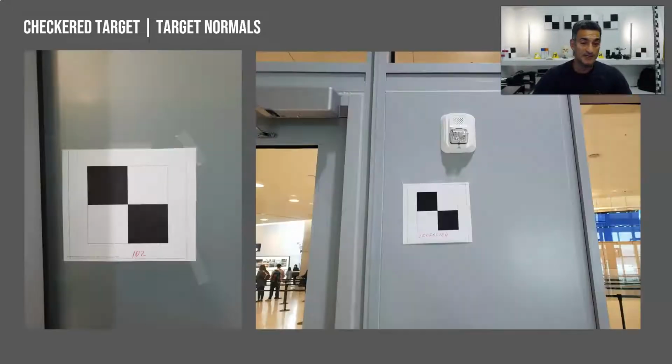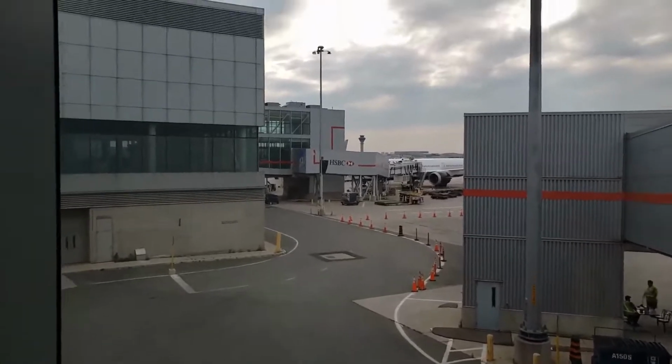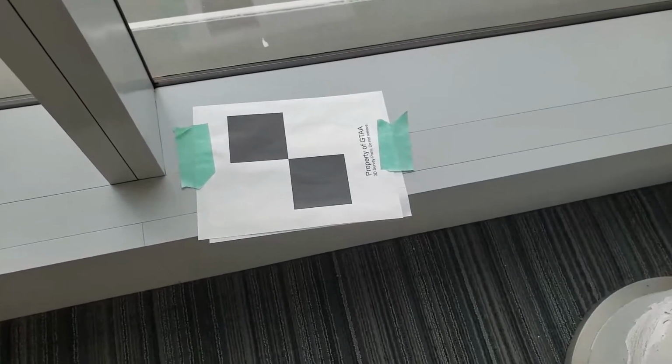You find them everywhere. In fact, these are some photos that I took just a few weeks ago. And watch this little video here, and I'll show you. I happen to be at the airport, and I know I'm doing a video on targets that's coming up, and sure enough, right down there, what do we got? Yep, checkered target. So obviously somebody's been doing some laser scanning work here.